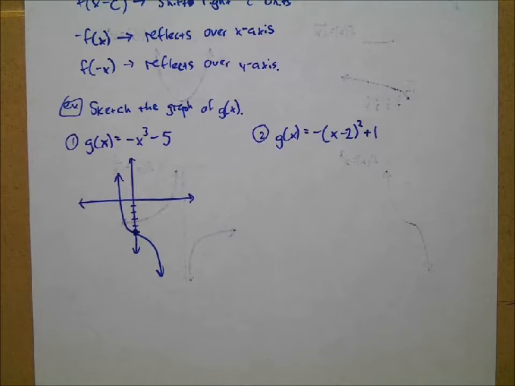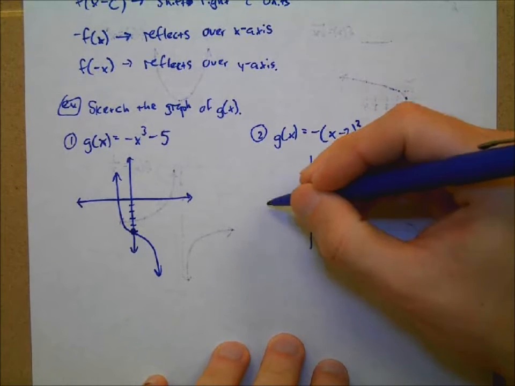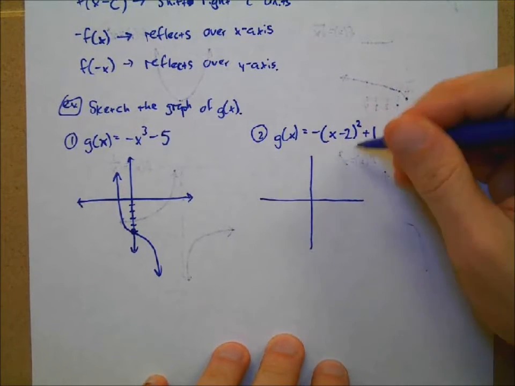Reflect over the x-axis in this case. And then shift right 2. That's right. Okay, very good. So again, I think if you take care of the shifts first, that makes it easier. So we'll go right 2, up 1.